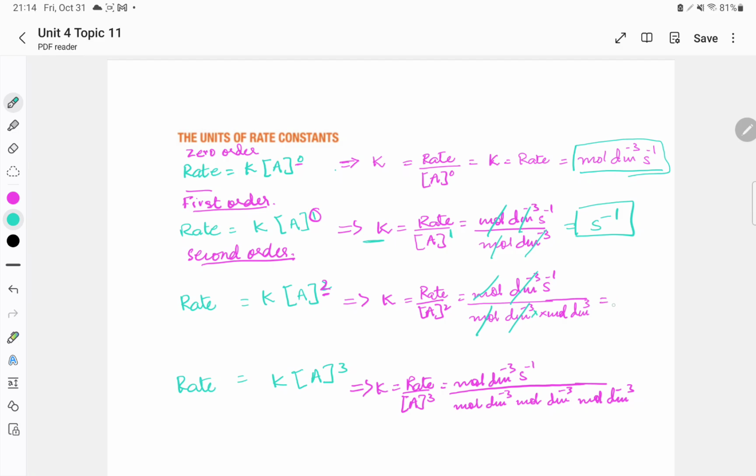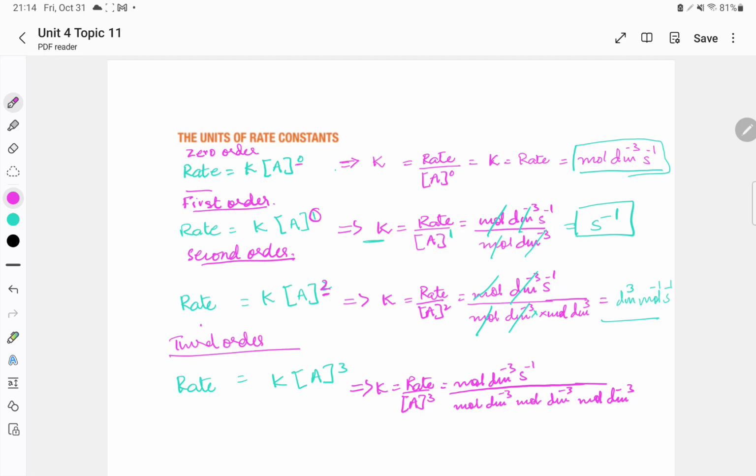For second order, it's going to be dm cube per mole per second. So this is going to be the unit for the second order. Moving on to the third order, what will happen in case of third order?